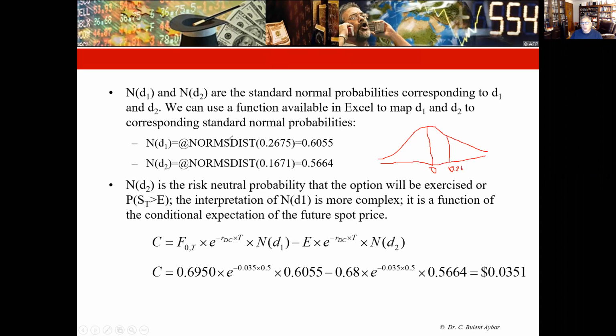So the normal distribution function actually gives us the area below this. So the probability that is captured below 0.2675. Let's put the entire number in here. So this area gives us this probability, which is 0.6055, right?